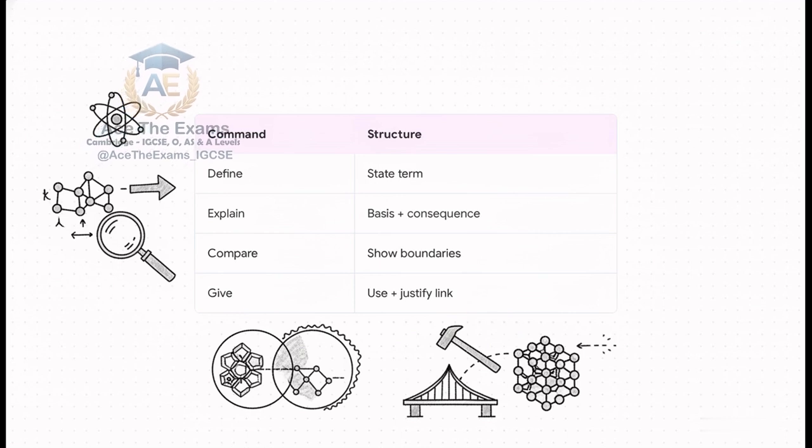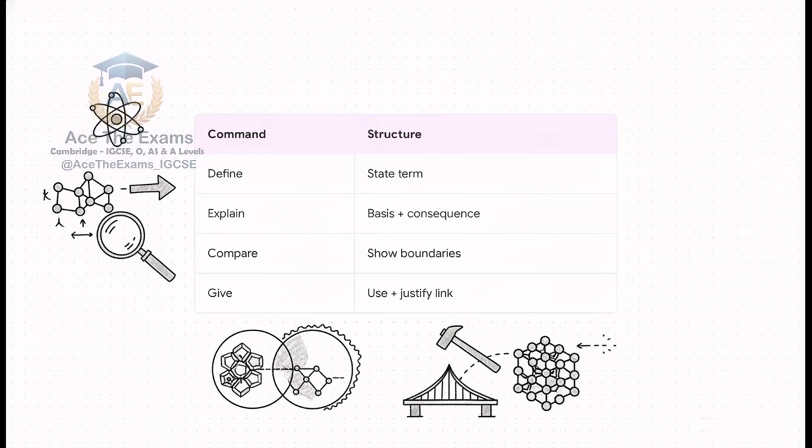If they ask you to compare, don't just list facts. Draw clear boundaries between related concepts so the examiner knows you haven't jumbled ideas together. And if they ask you to give an application, you don't just state a real-world use. You have to provide a physical justification, linking that use all the way back to the crystal structure.